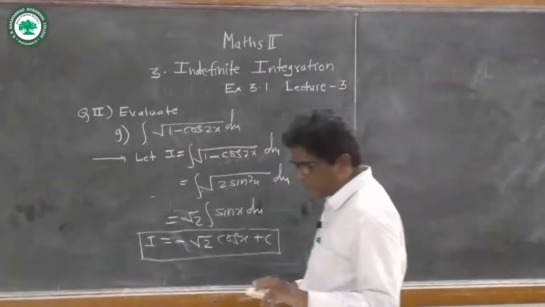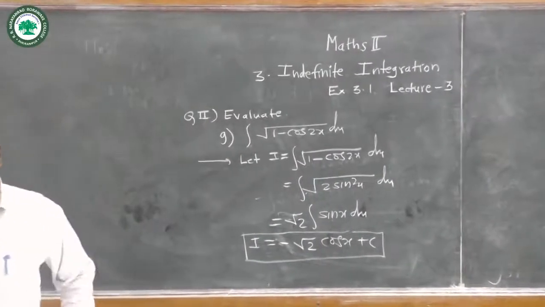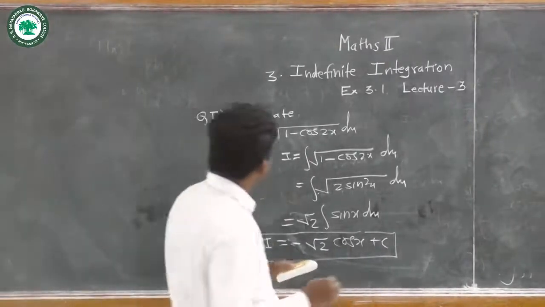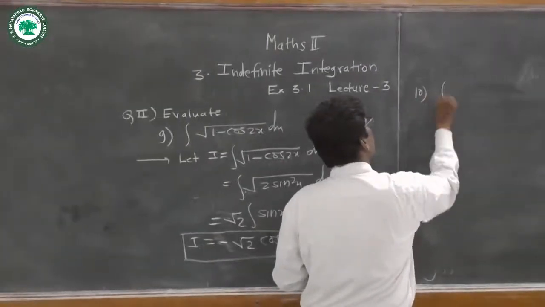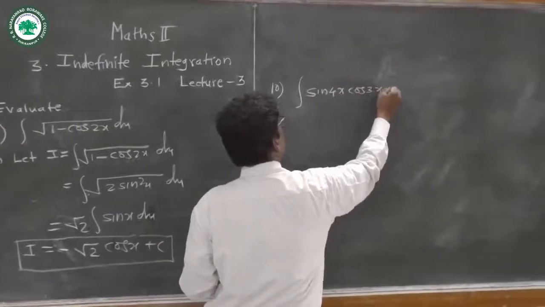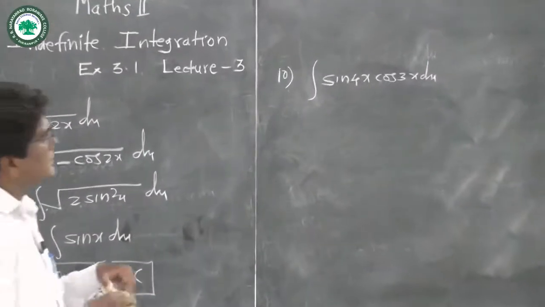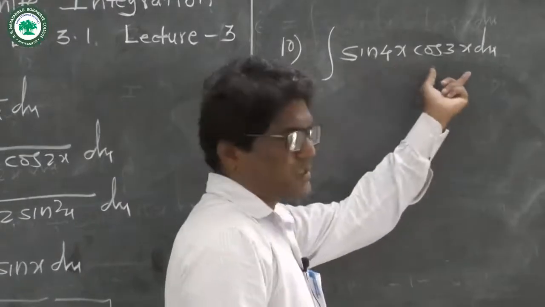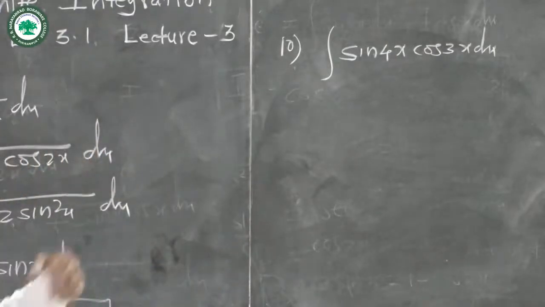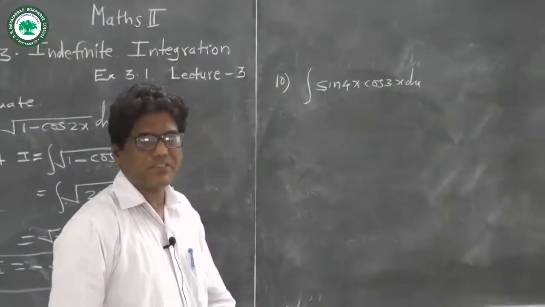Now we take the 10th problem, the last problem in question number 2: integration of sin 4x cos 3x dx. Such a type of problem we have seen in the 11th standard part 1, chapter number 3, the factorization and defactorization formulas.